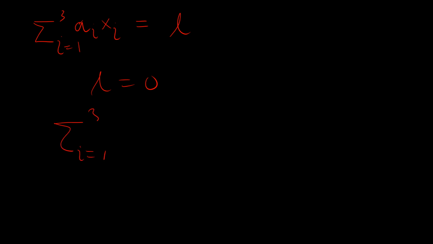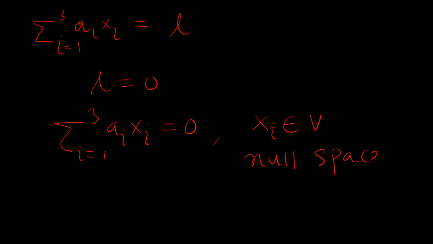We saw what the equation of a plane looked like, and that is the summation, for a three-dimensional space, i equals 1 to 3 of a_i x_i being equal to a constant L. And previously we saw that when L equals 0, the x_i belong to a vector space V. And this was considered to be the null space of the linear functional that we saw here.